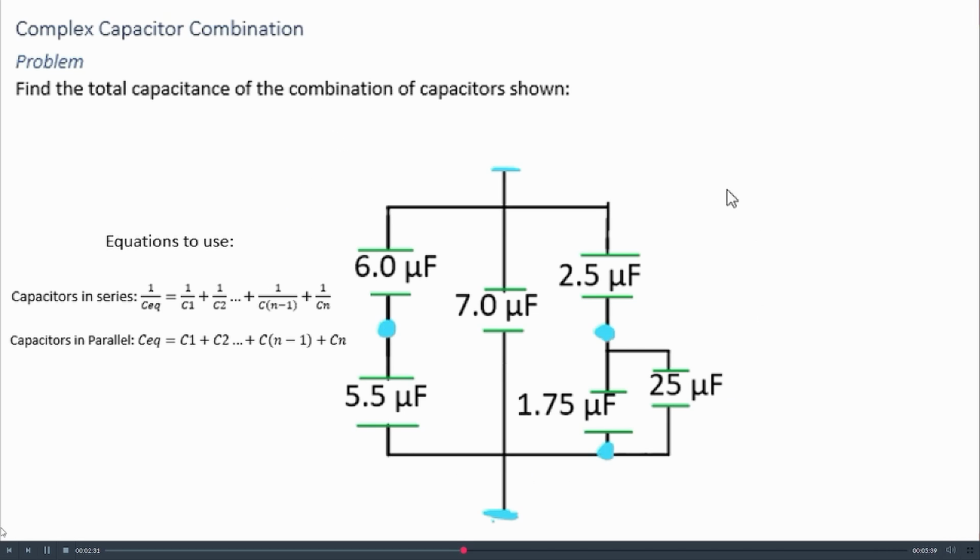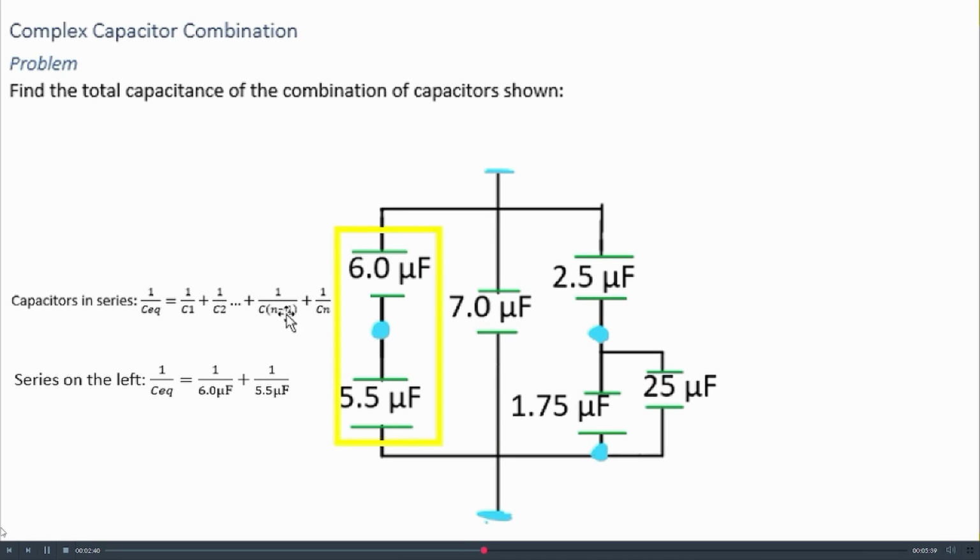To begin solving this combination of capacitors, we want to begin with the series on the left. So we have our equation now lined out, and now we have these two blocked off, and this is our first series. So to solve this series, we have 1 over the capacitor equivalent is equal to 1 over 6.0 microfarad plus 1 over 5.5 microfarad. And this will give us our intended goal of giving us what this series is equal to.